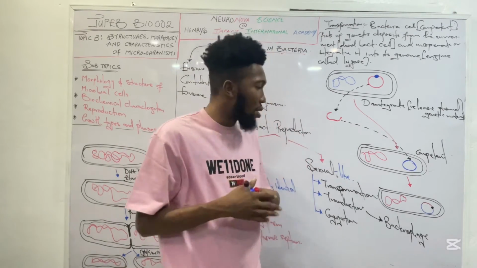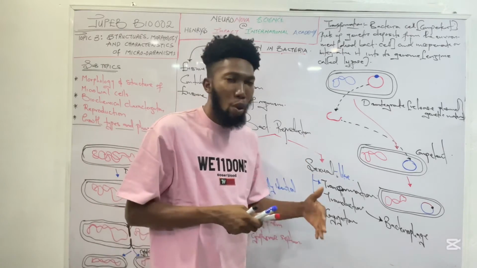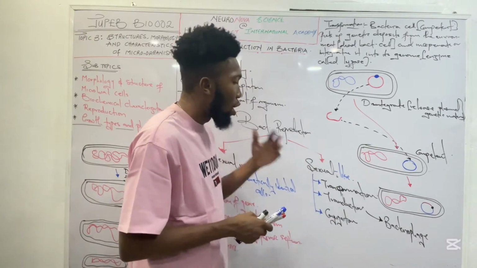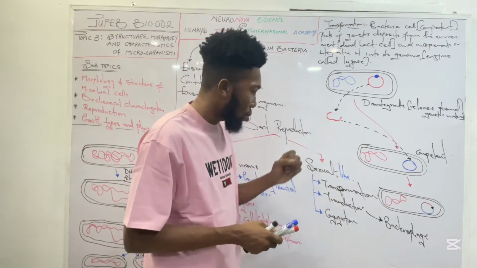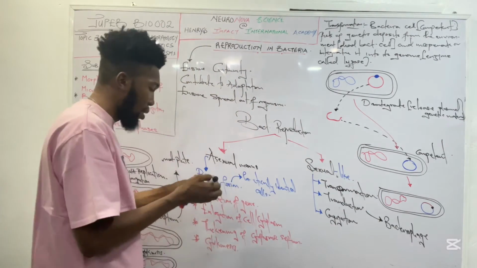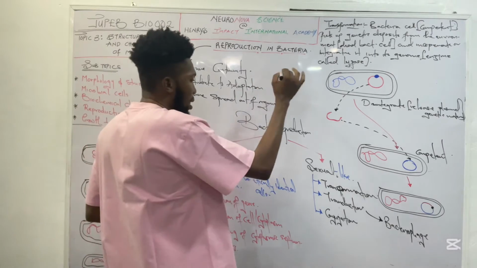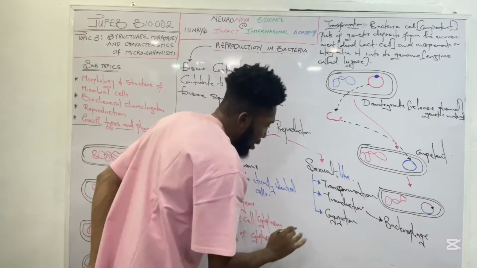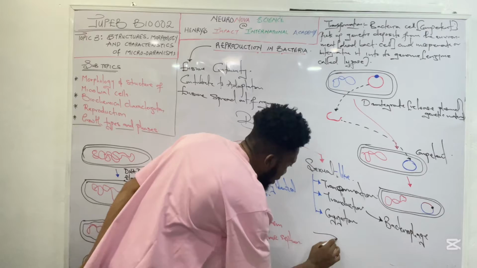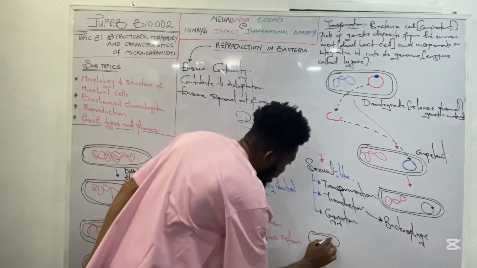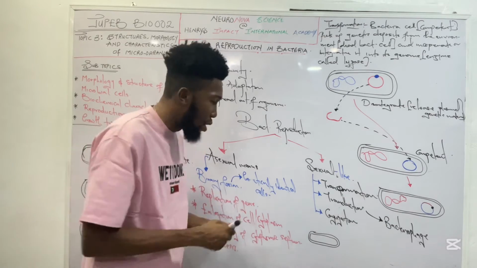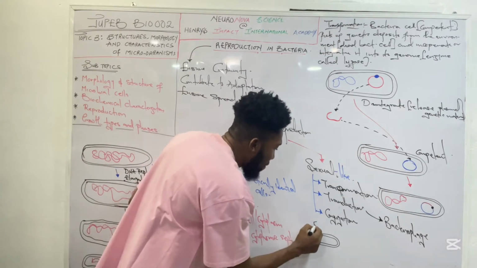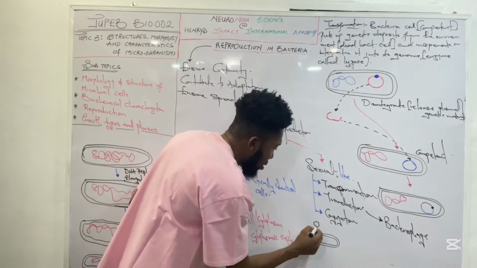Now, how does this transduction happen? What is the mechanism of occurrence of this transduction? During transduction, you have a bacterial cell, for instance. Let's just say we have a bacterial cell here. So you have a bacterial cell, right? This bacterial cell that you have here, a bacteriophage will come and infect it.